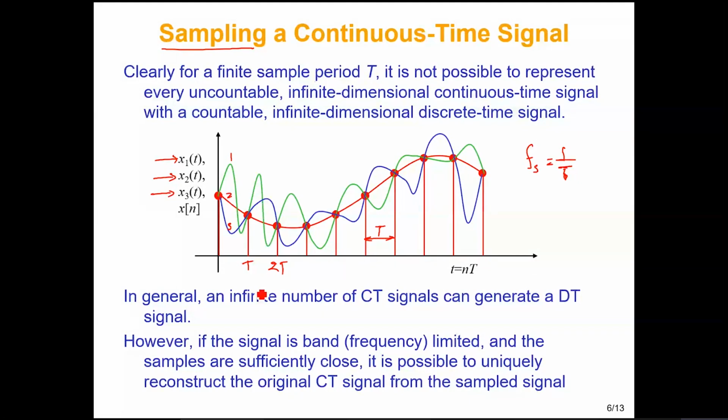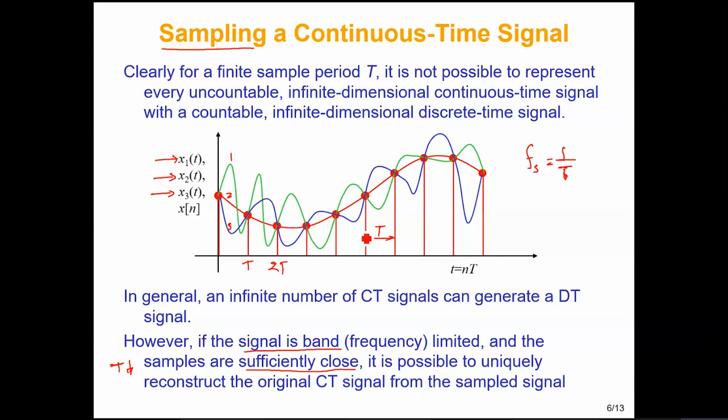Now, here, one thing we can see from common sense is that if the signal given to us has some max frequency, and the samples are sufficiently close, in other words, if your time period T is sufficiently low, or the distance between samples is quite small, then it will be possible to uniquely reconstruct your original continuous time signal from the sampled signal. Otherwise, it will not be possible.